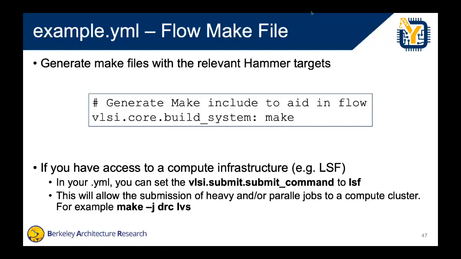And then we also have nice things like LSF job submission commands. So if you have a compute farm that you want to farm off your VLSI jobs to, you can also do that. And then the nice thing is that once you run Hammer to build this makefile, you can run make -j DRC LVS, and Hammer will do your whole thing, fan out all the hierarchical subblocks, and do as much parallelism as it can to generate your results.